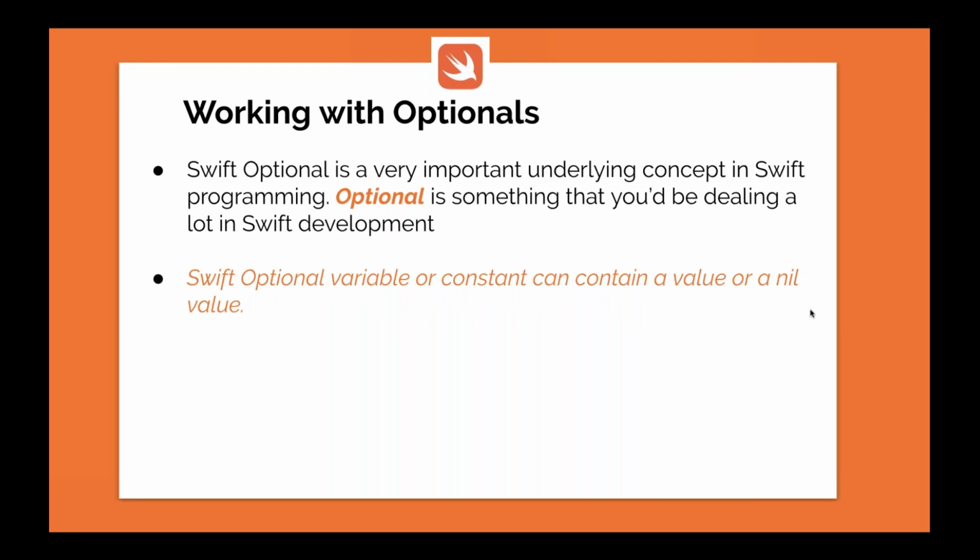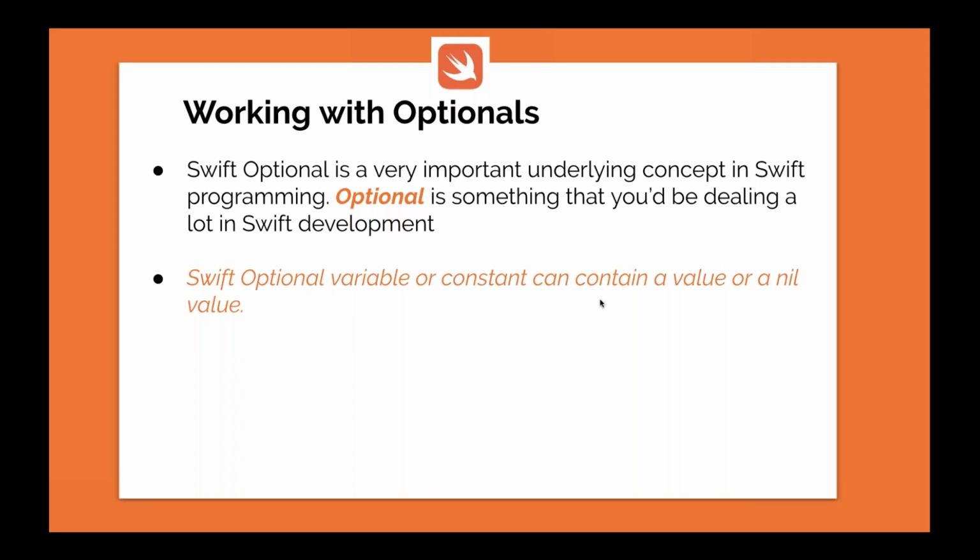A Swift optional variable or constant can contain a value or a nil value. That means whenever you create an optional variable, that optional variable can contain a value or it can be nil. Nil means there is no data, value means there is a value. That's it. Either nil, or value.